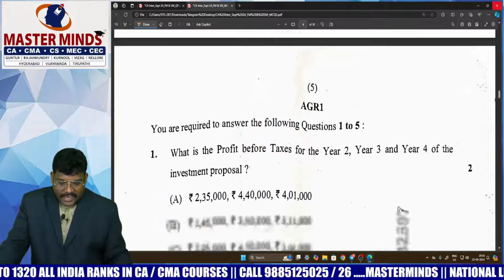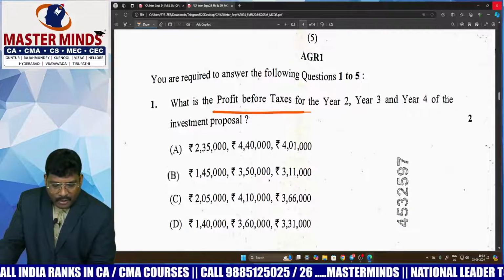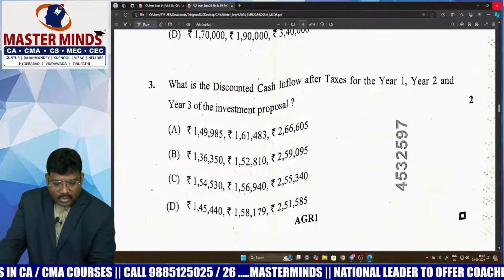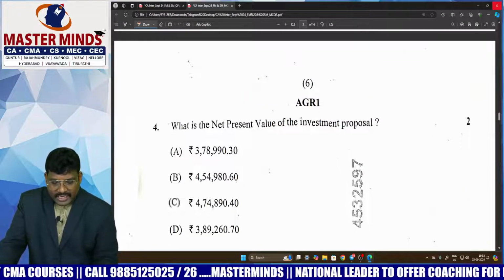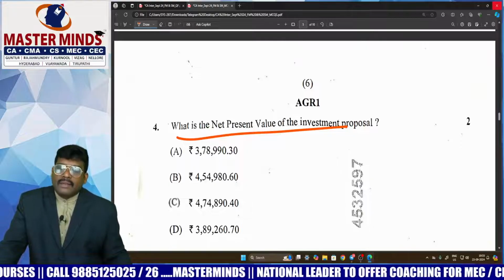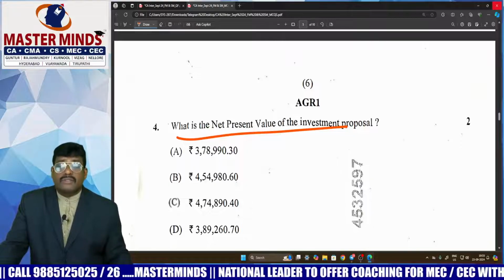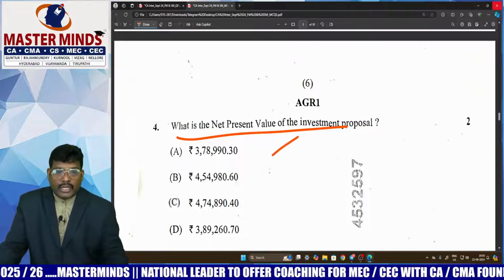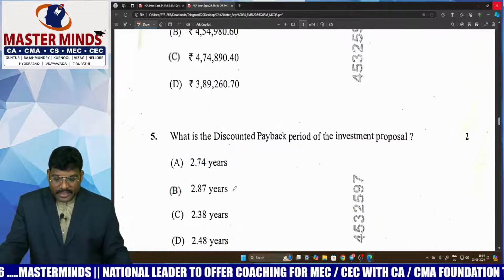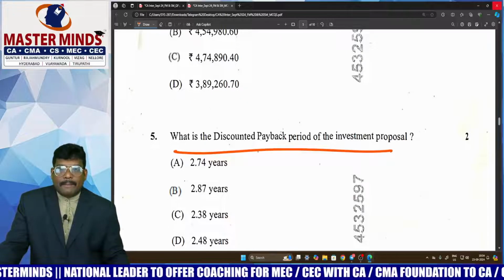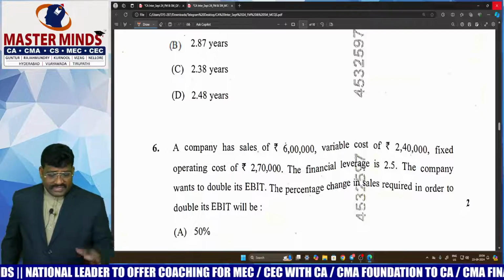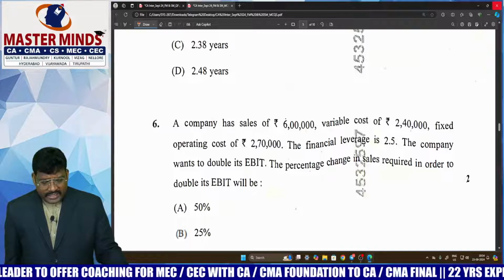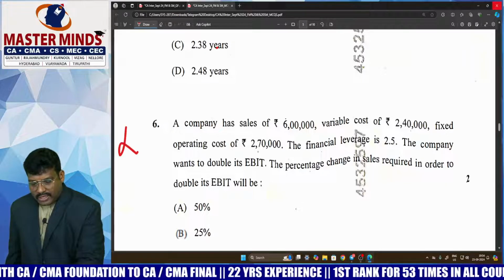Here, based on this, they first asked the profit before tax. Thereafter they asked the CFAT, the discounted cash inflows, and the net present value, where NPV is present value of cash inflow minus present value of cash outflow. If you solve it properly, you can automatically answer these questions comfortably. The discounted payback period was also asked. That is the first question, and it is really easy.